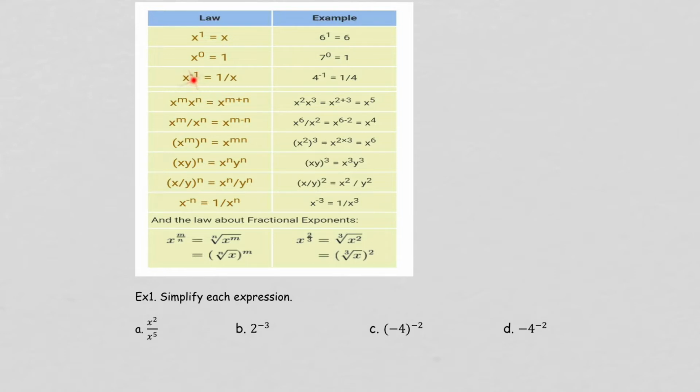Negative exponents: in order to get rid of the negative, you're going to flip the base, right? So x over 1 becomes 1 over x when you're getting rid of the negative. Same thing on here. If you have a negative exponent, get rid of that: the numerator becomes the denominator.